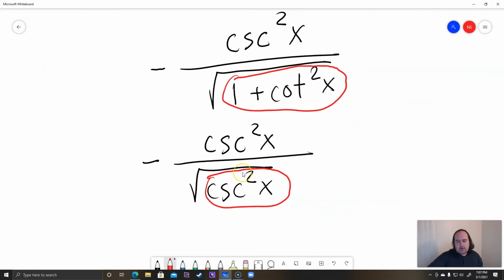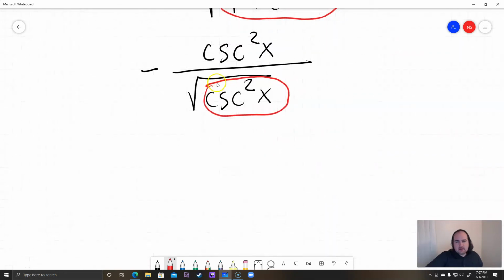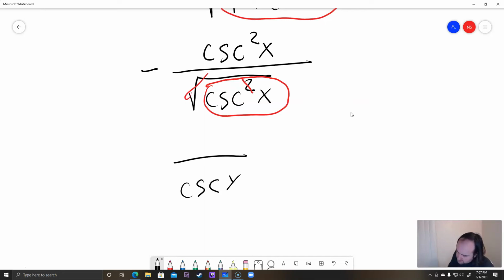Okay? And then the tricky part of the problem that's kind of new from the last problem is just how to simplify this. At the end here, you would think that the square root of cosecant squared of x, you would just cross out the square root and the square, and that would give you cosecant of x in the denominator and a cosecant squared of x in the numerator. Right? That's what you would think would happen.